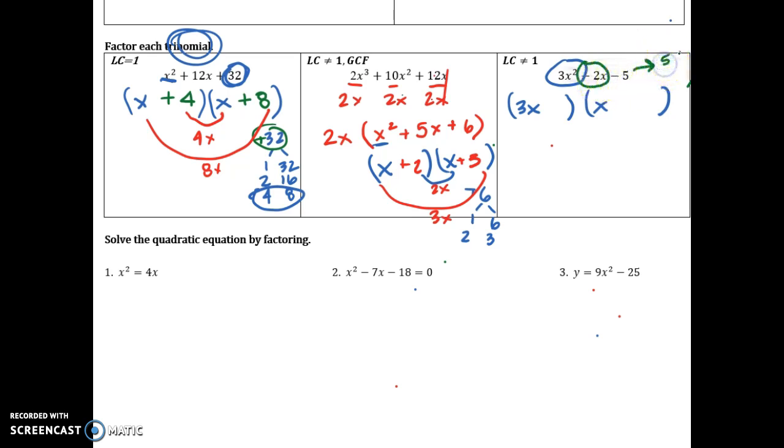Well, the numbers that multiply to 5 are 5 and 1. So let's say I put the 5 here and the 1 there. Let's see what happens. Well, 1 times x is 1x. 3 times 5 is 15. Well, 15 and 1, there's no way 15 and 1 can give me -2. So that doesn't work. So let's back up.